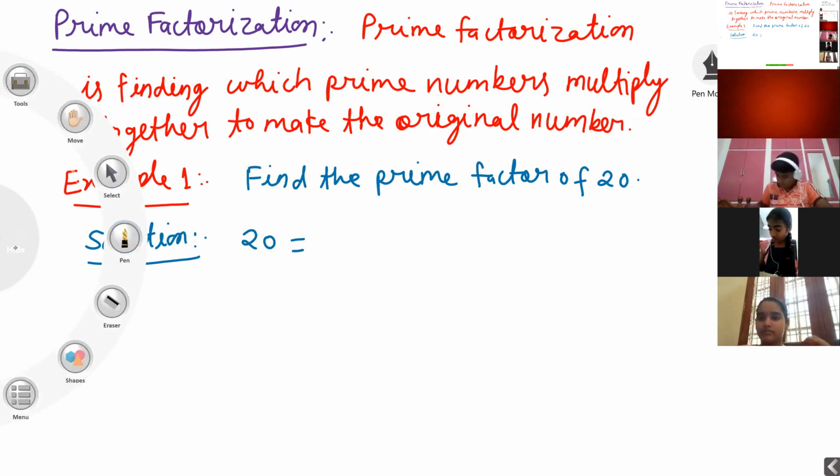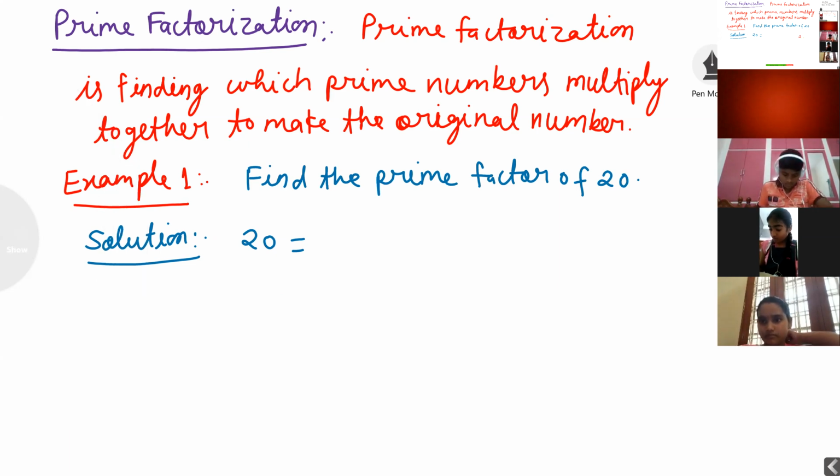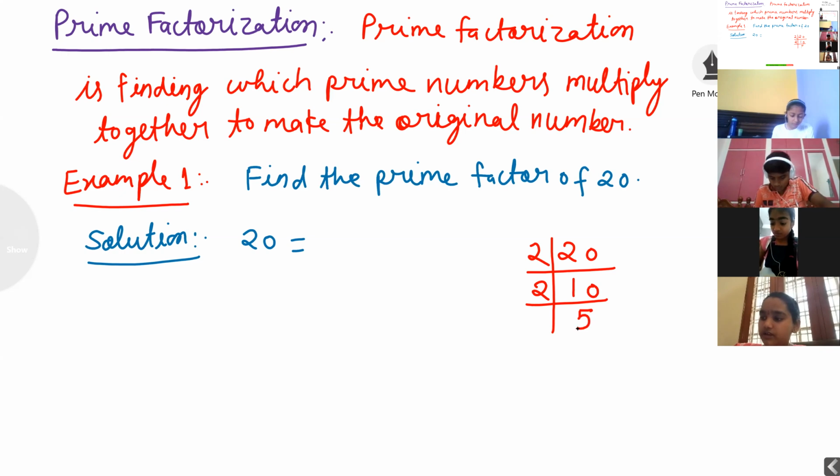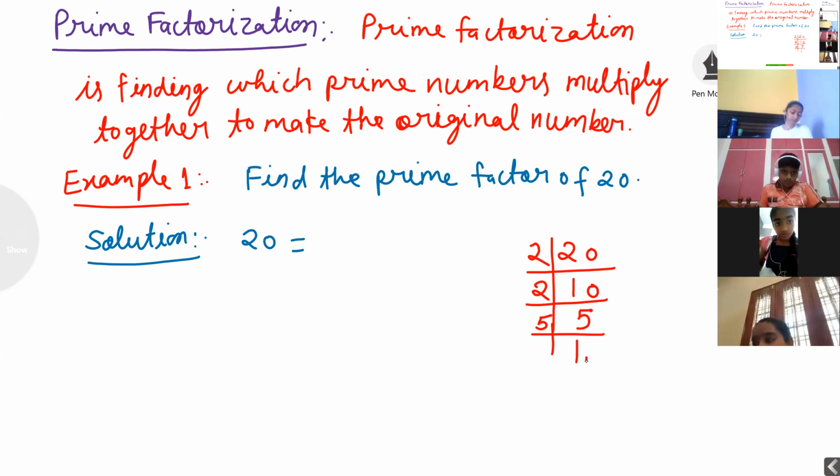Now I want to check. I want to find out LCM of 20. What is the meaning of LCM? Least common multiple. Don't directly divide by 5. Least means firstly we need to divide by the least number. Least number is what? 2. 2 tens are 20. 2 fives are 10. And 5 ones are 5. Some students are there, what they are doing?